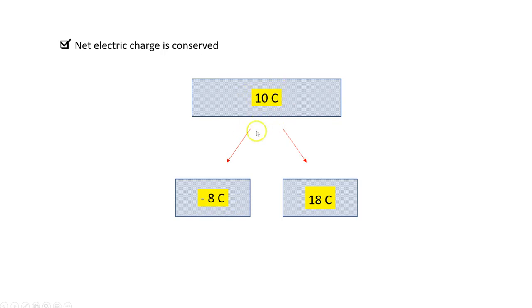So charge is conserved, but it may seem like we can, from even zero, like if we had something with no charge, we could split that up into two pieces and get a positive and negative amount that add up to zero.